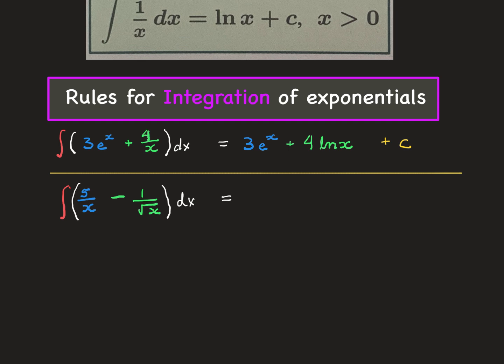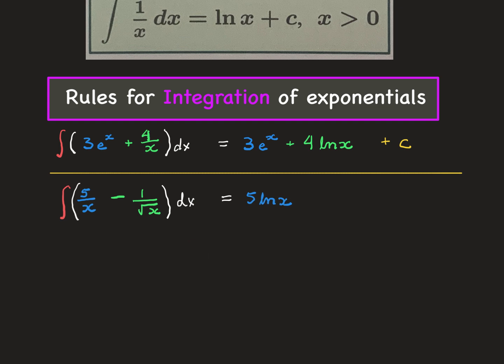In this example, you can see that 5 over x is similar to the green term above, where 5 can be seen as a constant, and we have 1 over x. So we'll use this 5, and 1 over x becomes ln x.